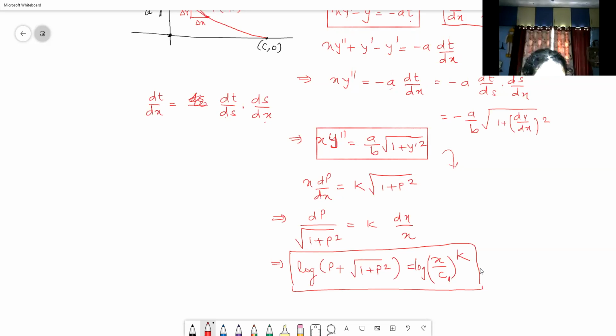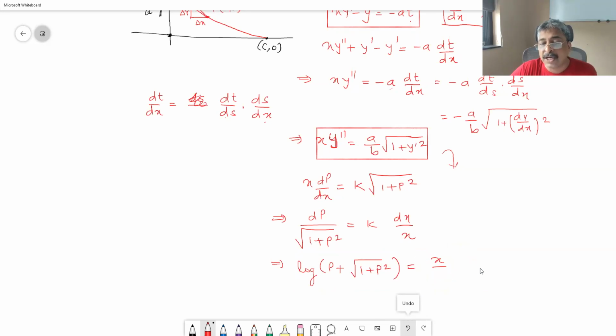Excuse me, sir. Yes. Sir, in the last step, we have written minus a by b root of 1 plus dy by dx whole square, and then we have written a by b. Yes, it is because delta s increases, delta x decreases. So we are going to take a negative sign for this quantity. That negative sign will make it positive.